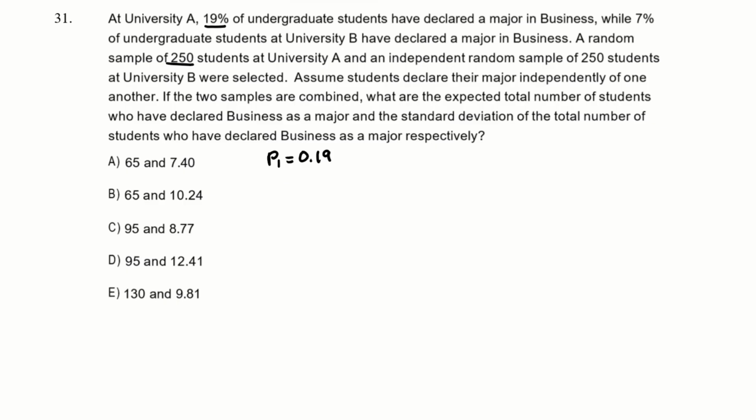The number of trials for that is 250 for University A. Now 7% for University B, so that's p2 is 0.07, and then n2 is also 250 for University B. All right, so it's important that you understand that University A, I'm going to call that X1, and University B, I'm going to call that X2.